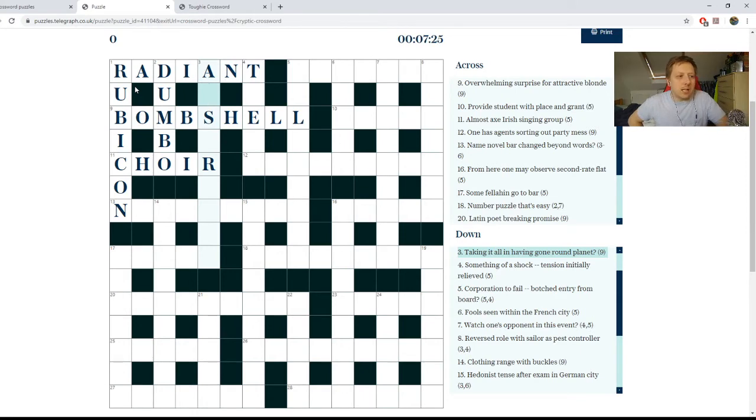3 down. Taking it all in, having gone round planet. Bumshell is something entirely different, and it's a good thing you can't see what I'm wearing underneath. 3 down. Taking it all in, having gone round planet. Speaking about bum, Uranus. I can't get Uranus out of my head.